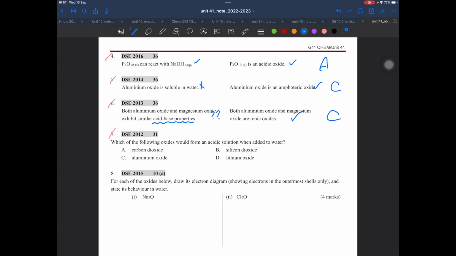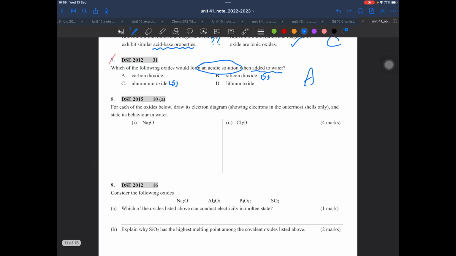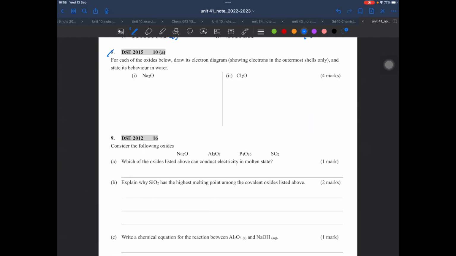Finally, which oxide added to water gives an acid? So easy, right? Because everyone knows that carbon dioxide dissolves to form carbonic acid. For B and C, they are not soluble. Silicon dioxide is glass or sand. Of course, this is not soluble, right? Lithium oxide is a group 1 oxide. They will react to form hydroxide, just like sodium oxide. Next one, please finish 8 and 9.